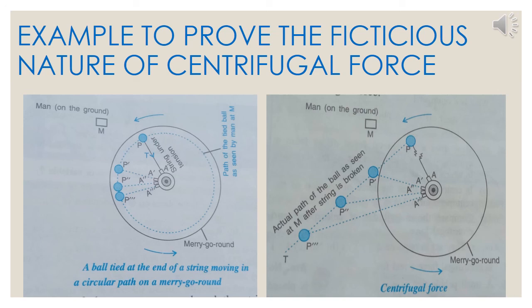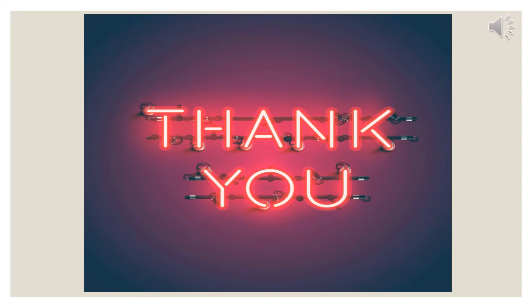So you can see here two persons at two different places and two different observations. For one person, the centrifugal force was existing, but for the second, it was not existing at the same time. Because of such results, centrifugal force has been termed a virtual or fictitious force. So we can conclude that the centrifugal force is not a real force, it is a fictitious force.